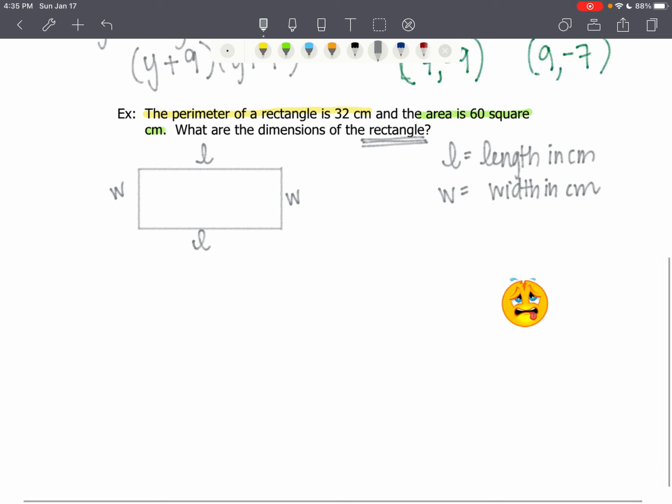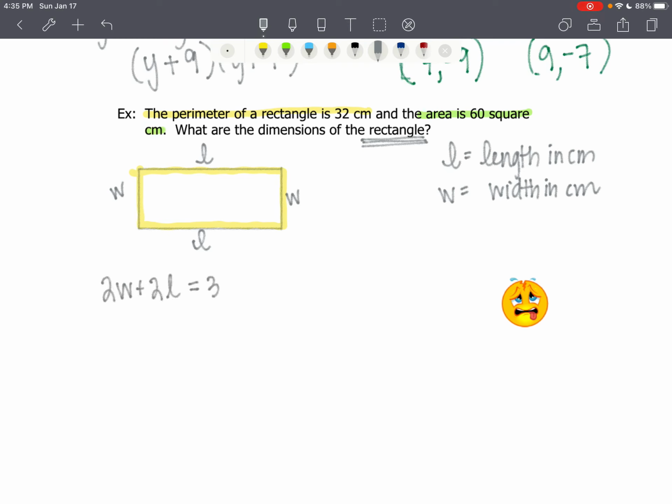Well, let's go to our highlights. The perimeter is 32 centimeters. So when I add two W's and two L's, I get 32 centimeters. And we know that the area, which is length times width, is equal to 60.